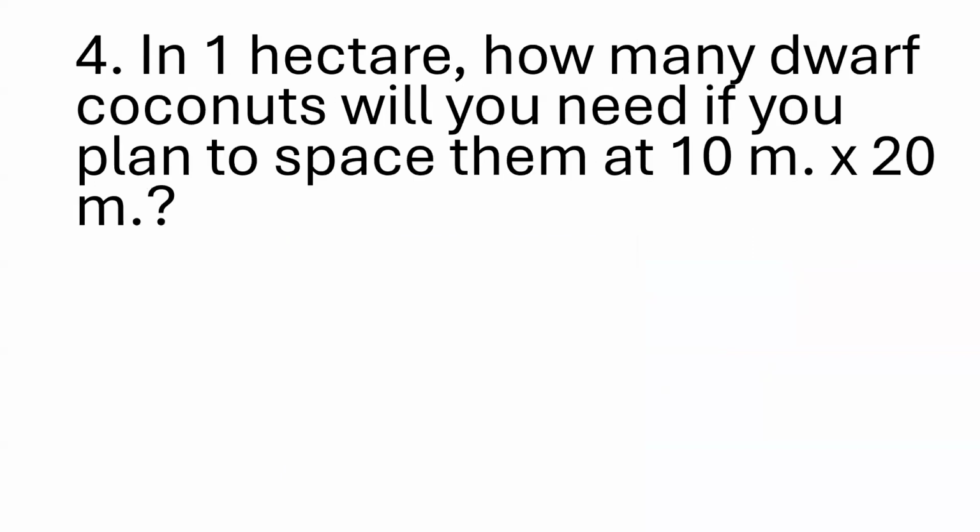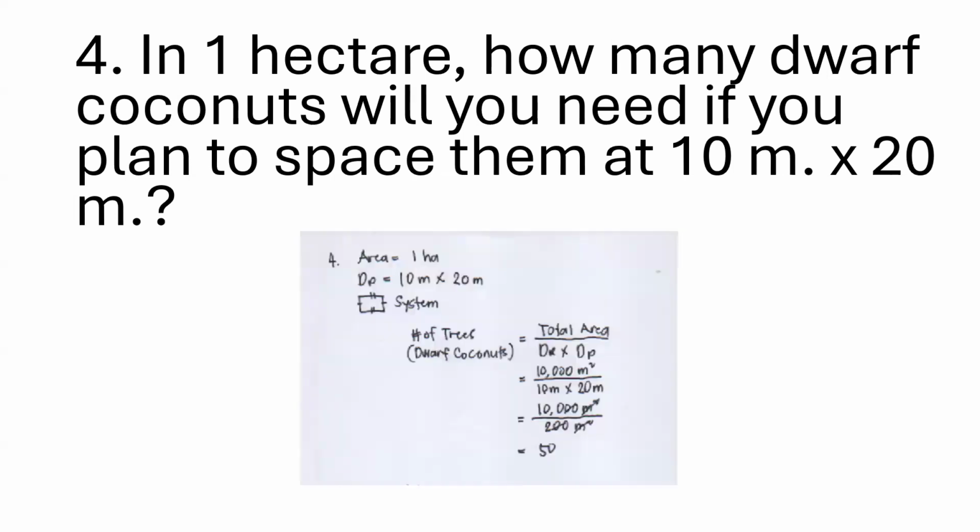Another problem, problem number 4. In 1 hectare, how many dwarf coconuts will you need if you plan to space them at 10 meters by 20 meters? So same rin sa number 3. Total area natin is 1 hectare, which is equivalent to 10,000 square meters. Then distance between rows multiplied by the distance between plants, 10 meters times 20 meters equals 200 square meters.